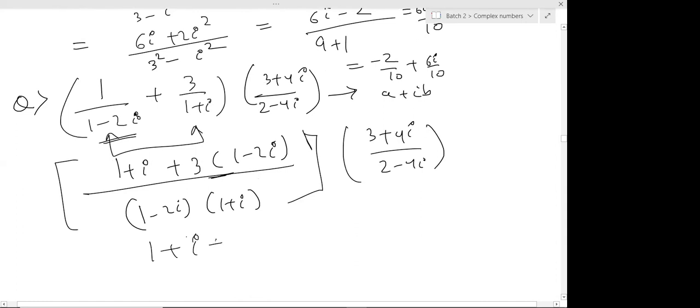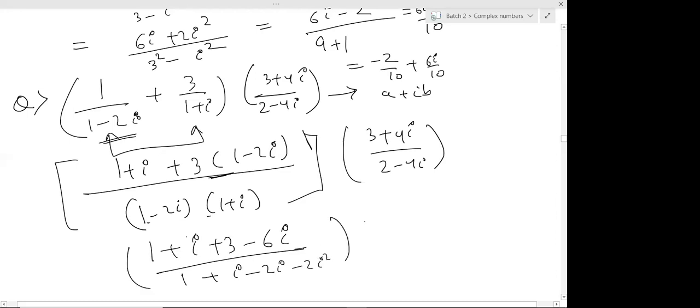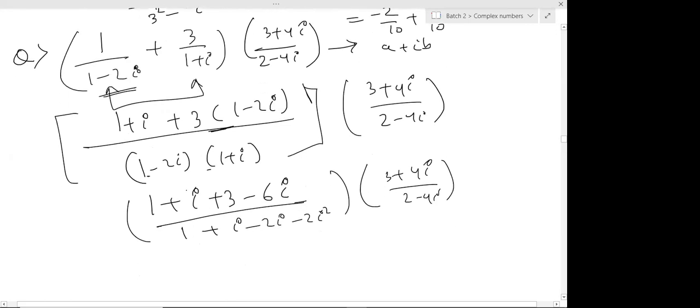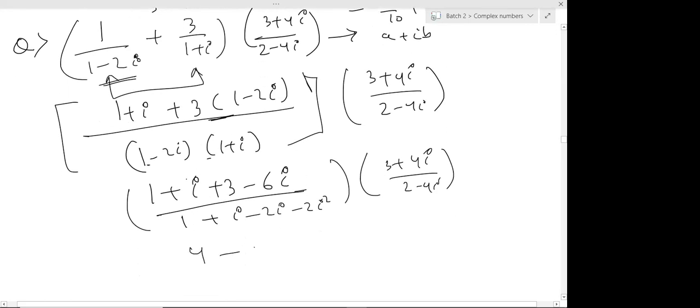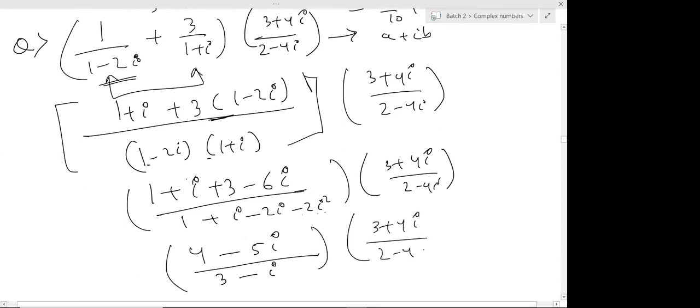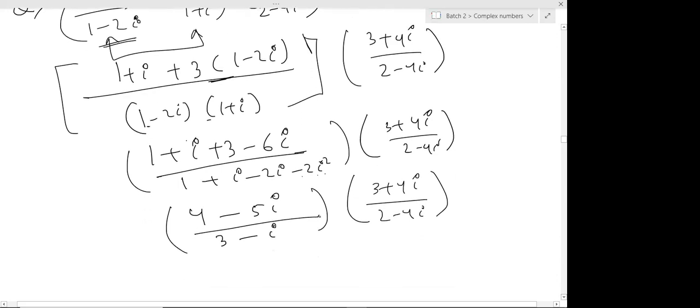This is 1 plus i plus 3 minus 6i upon, here it is 1 plus i minus 2i minus 2i square. Right? Yes, sir. So this is 4 minus 5i upon, this is plus 2, so 3 minus i, clear? Now you can just multiply these two, all right? This is 12 plus 16i minus 15.